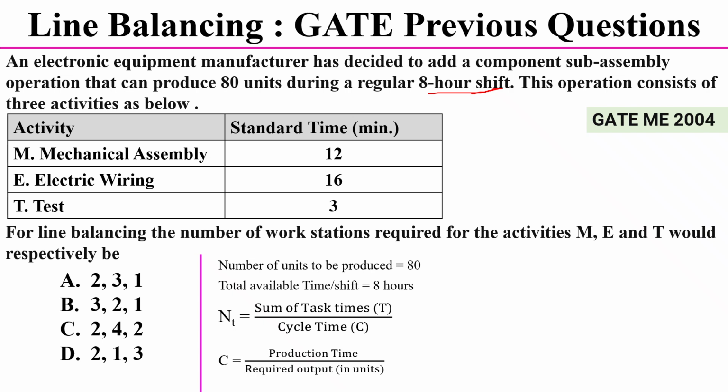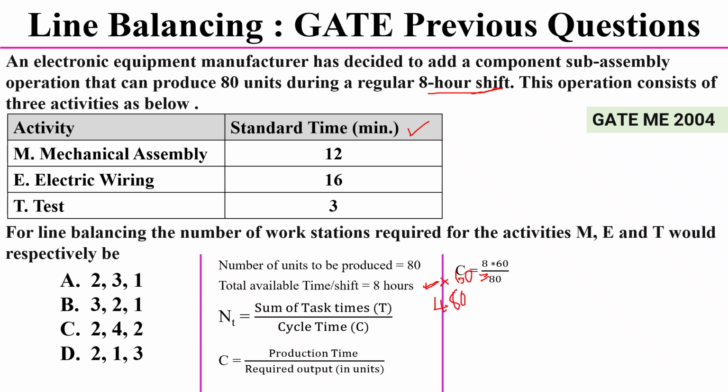So here first we have to determine the cycle time. Cycle time C equals production time divided by required output. Here production time is 8 hours, but all the activities are timed in minutes, so we better convert this into minutes, that is 8 into 60, which is 480 minutes.